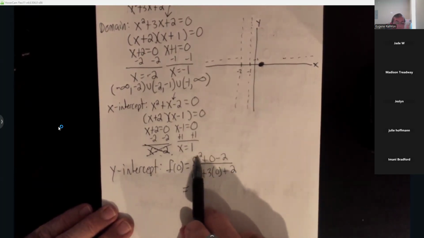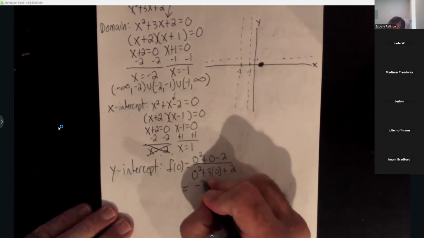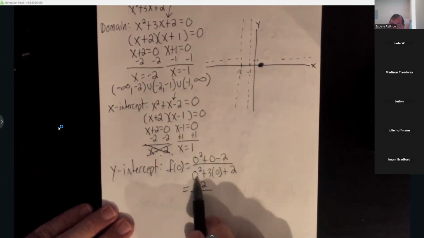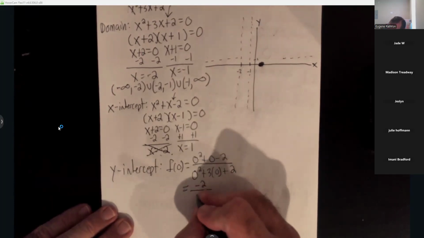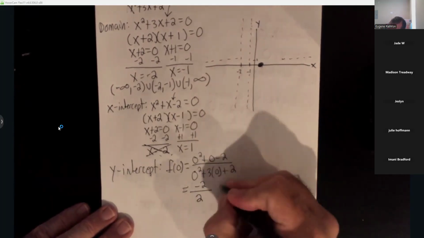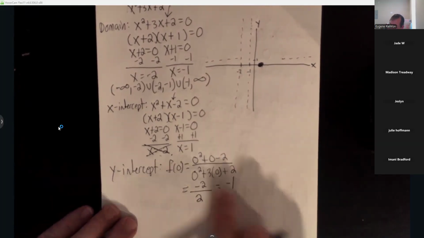Well, y'all look at that. 0 squared is 0. Plus 0 is 0. Minus 2 gives me a minus 2 on top. 0 squared plus 3 times 0 is 0. That's a big 0. Plus 2. All right, y'all, that -2/2 will turn into a -1.